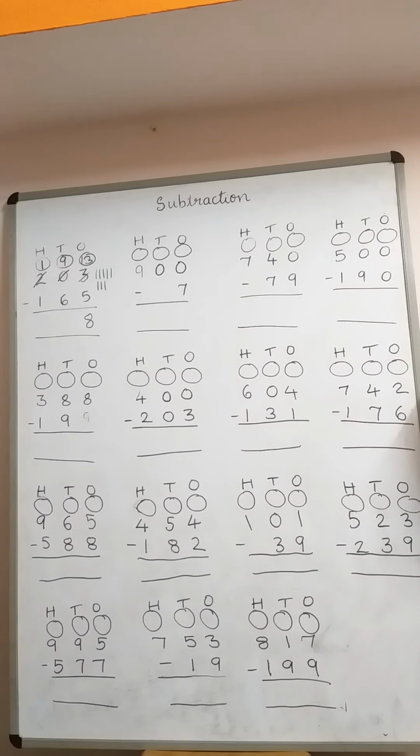Let's move to the next one, the tens place. 9 minus 6. Take your 9 fingers and cut 6 fingers. So, when you cut 6 fingers, you got 3 as your answer. Then coming to the hundreds place, 1 minus 1, it is 0. So the answer you should get is only 38. So 38 is your answer.